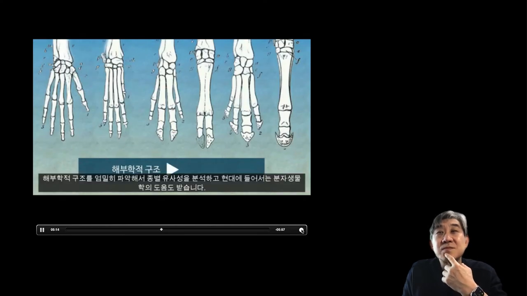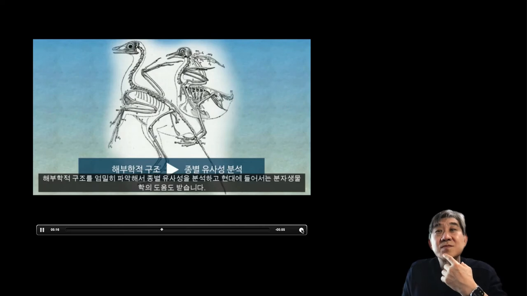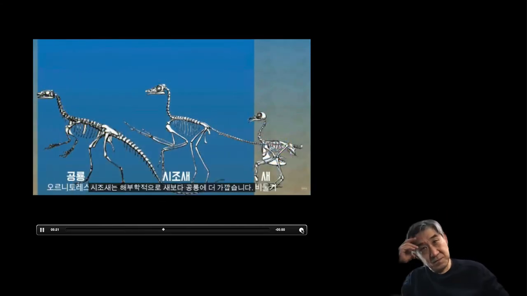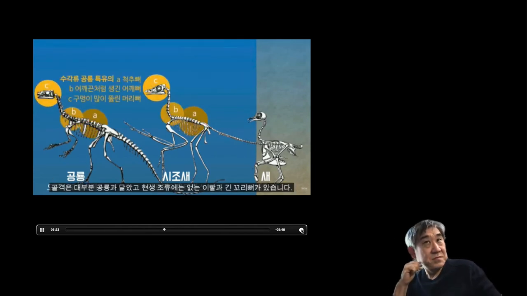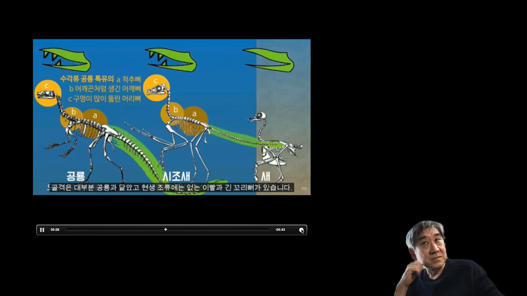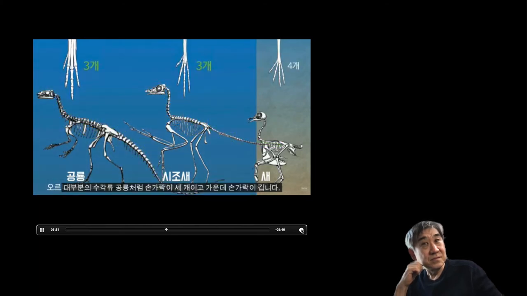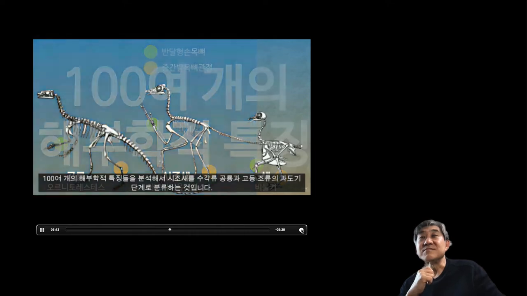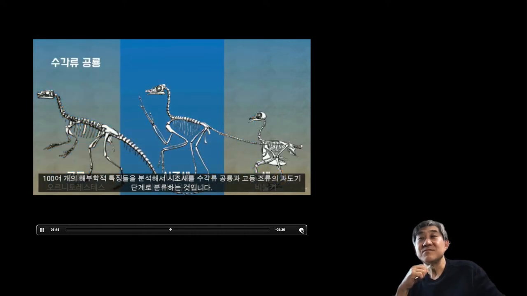해부학적 구조를 엄밀히 파악해서 종별 유사성을 분석하고 현대 들어서는 분자생물학의 도움도 받습니다. 시조새는 해부학적으로 새보다 공룡에 더 가깝습니다. 골격은 대부분 공룡과 닮았고 현생 조류에는 없는 이빨과 긴 꼬리뼈가 있습니다. 대부분의 수각류 공룡처럼 손가락이 3개이고 가운데 손가락이 깁니다. 반달형 손목뼈와 중간 발목뼈 관절 같은 공룡, 익룡, 조류의 공통으로 나타나는 특징 외에도 100여 개의 해부학적 특징들을 분석해서 시조새를 수각류 공룡과 고등조류의 과도기 단계로 분류하는 것입니다.